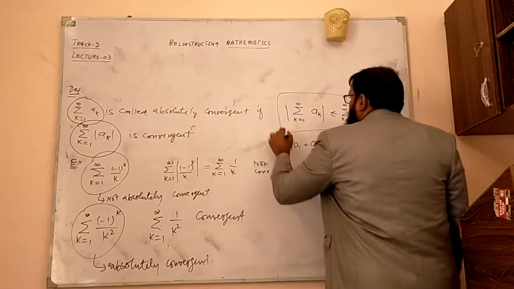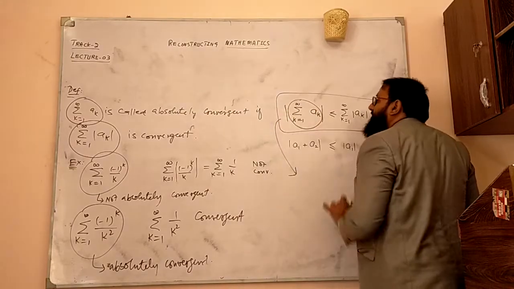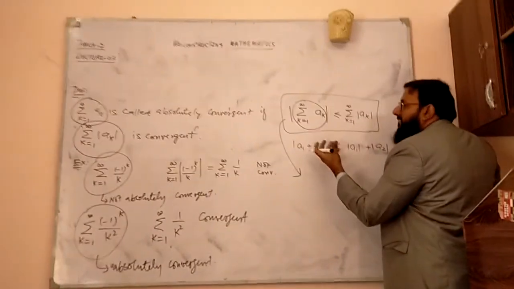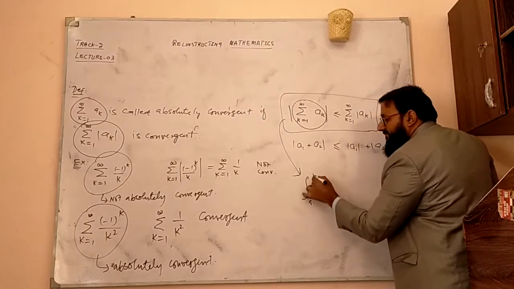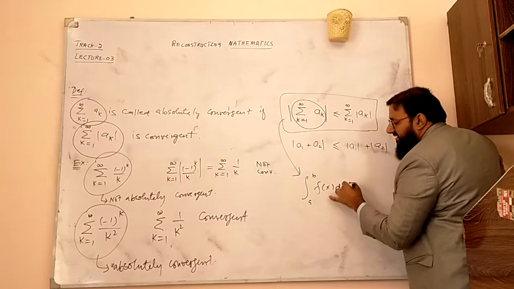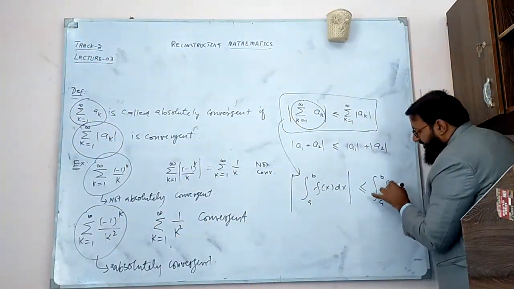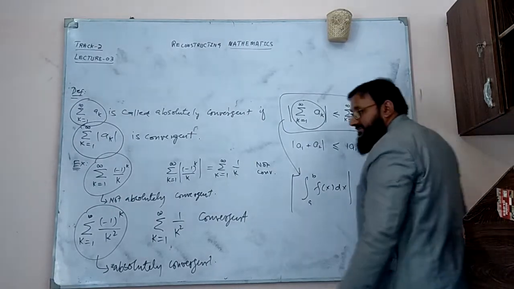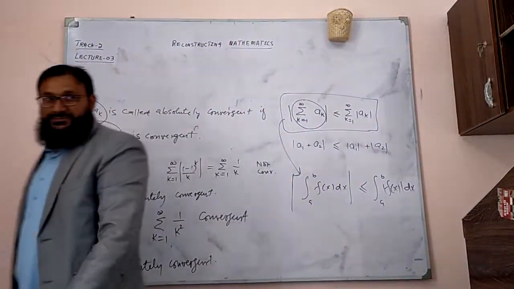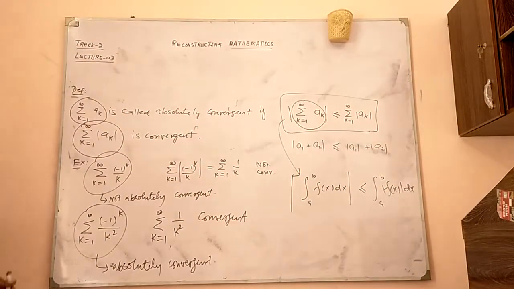And this thing will lead us to another idea: summation gives us the idea of the integral. So the absolute value of an integral is always less than or equal to the integral of the absolute value of the function over some interval. So this is always true, and maybe we'll do this in Riemann integrals as well.